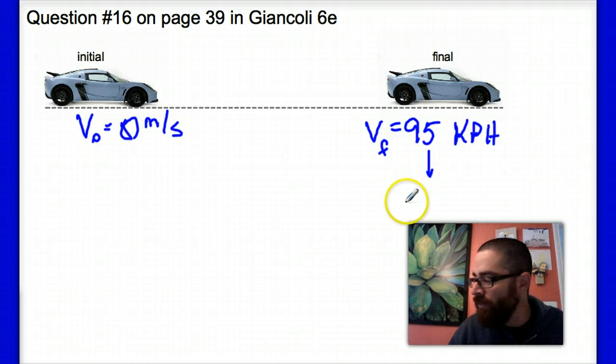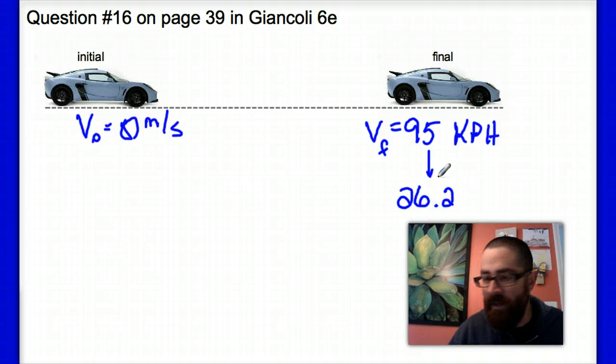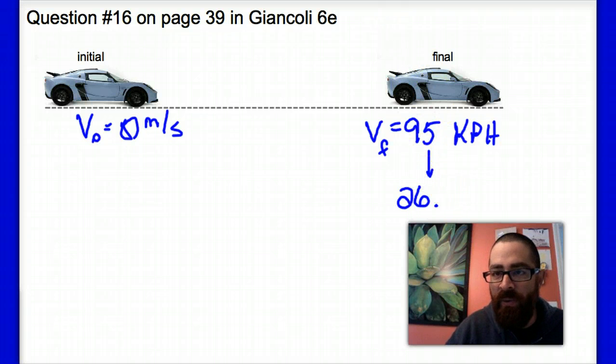You don't have to, but I think at least you need to recognize that all the units need to be aligned. If you don't do it, I'll show you the problem here in just a minute. When I convert that to meters per second, I get 26.4 meters per second.